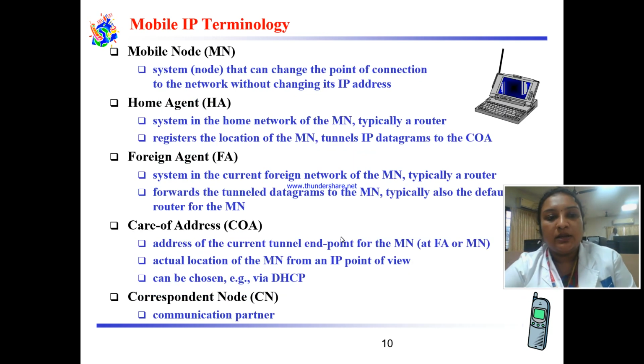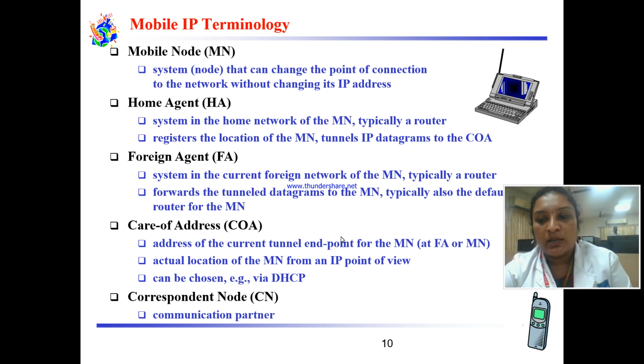Then the mobile IP terminology includes mobile node, home agent, foreign agent, care of address, and correspondent node. The mobile node is a system that can change its point of connection to the network without changing its address. Where it connects and which way it connects, it will not change its IP address at any point. Home agent is the register of the location of your mobile node; it is the origin of your mobile node. Foreign agent is where it has to go and where your data is provided. Then care of address is the address of the current tunnel end.